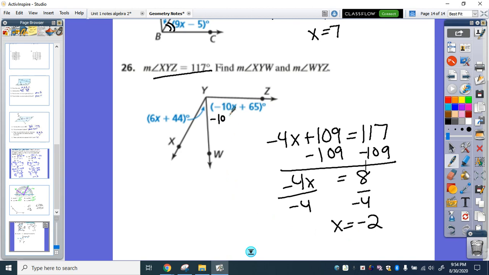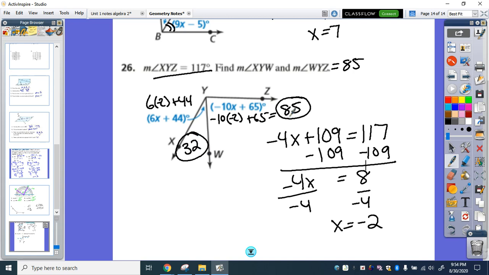Negative 10 times negative 2 plus 65. Well, negative 10 times negative 2 is 20. 20 plus 65, that would get me 85. There's angle ZYW or WYZ, so this angle was 85. And then if I plug in negative 2 here, 6 times negative 2 plus 44, well, 6 times negative 2 is negative 12, and negative 12 plus 44 would get me 32. And 32 plus 85 adds back to 117.